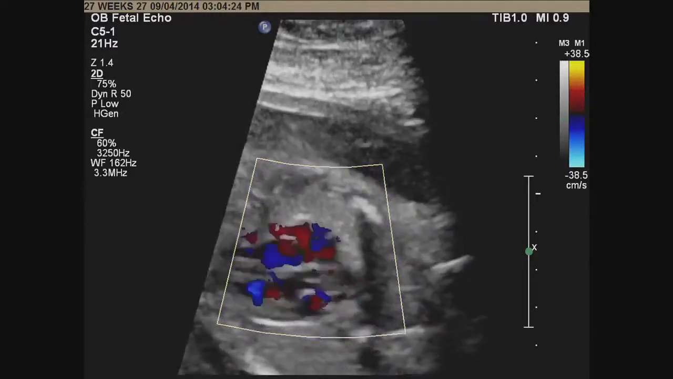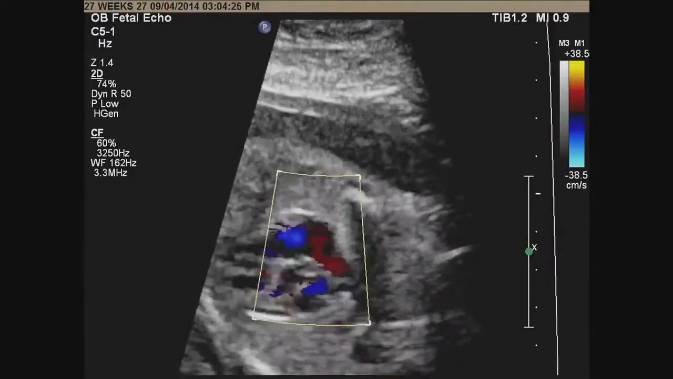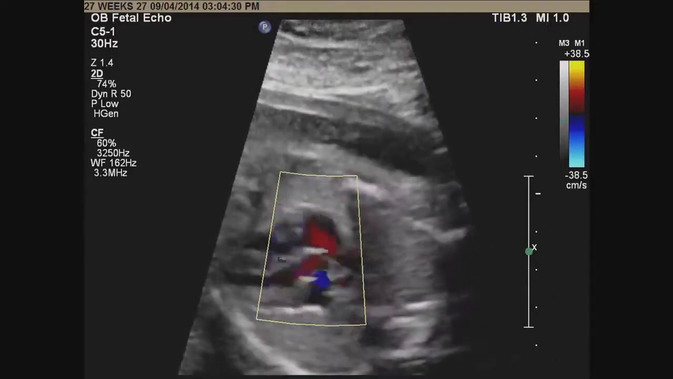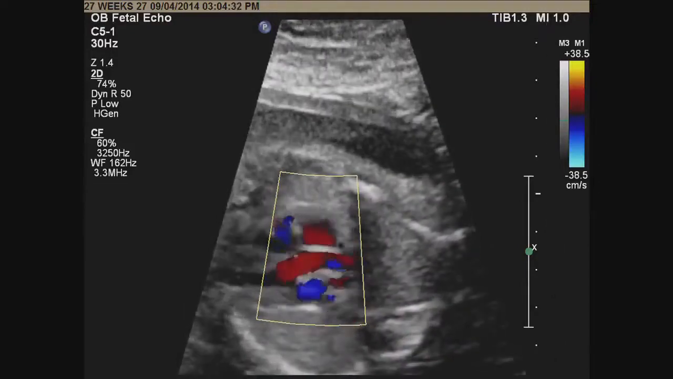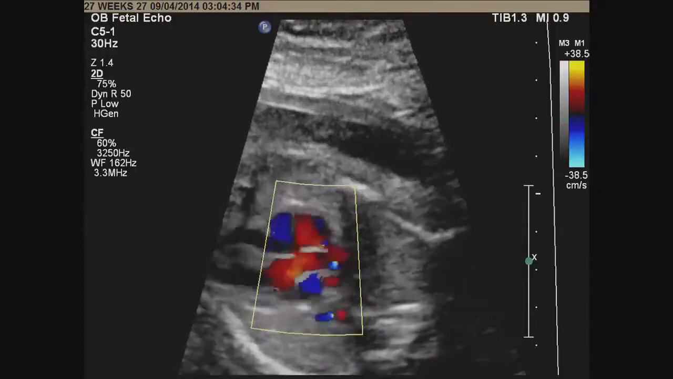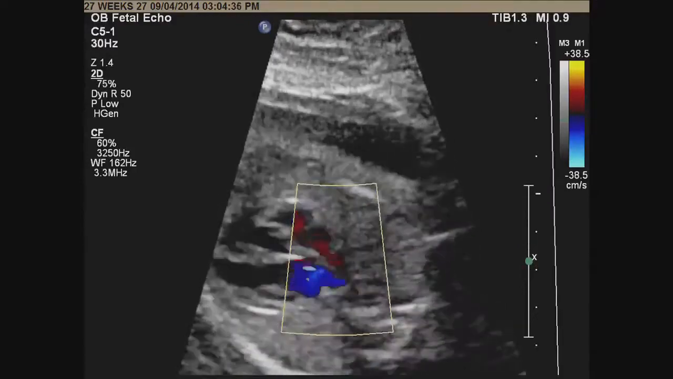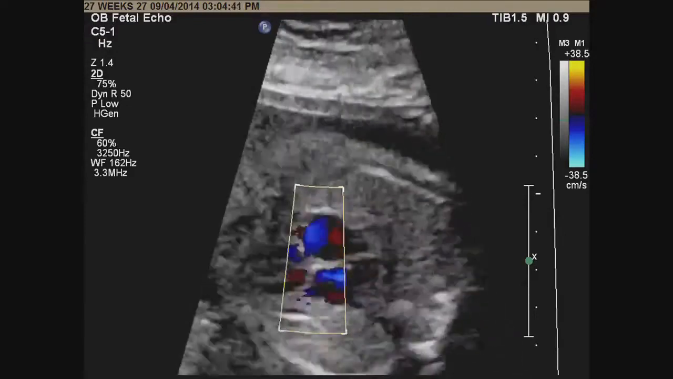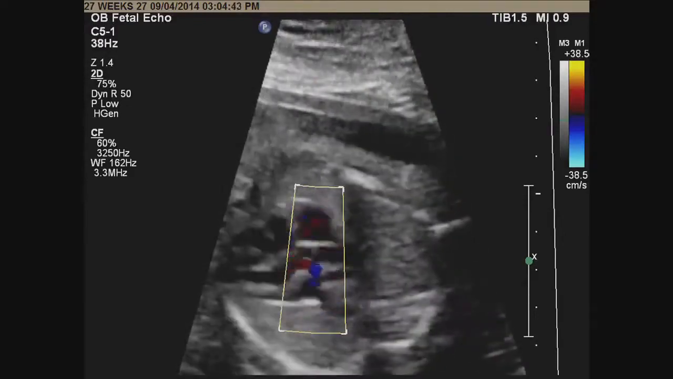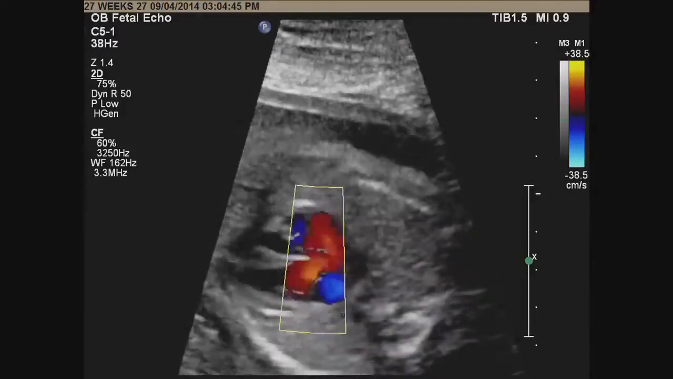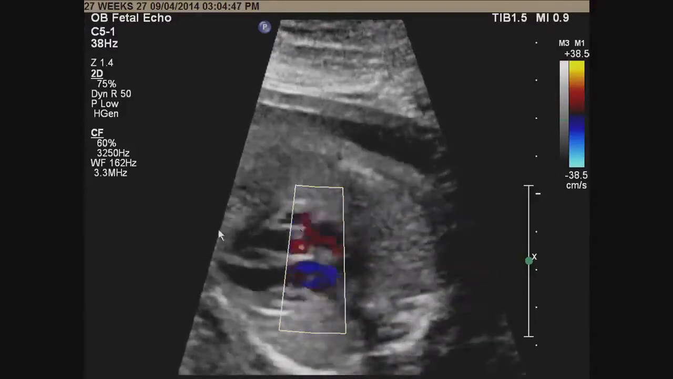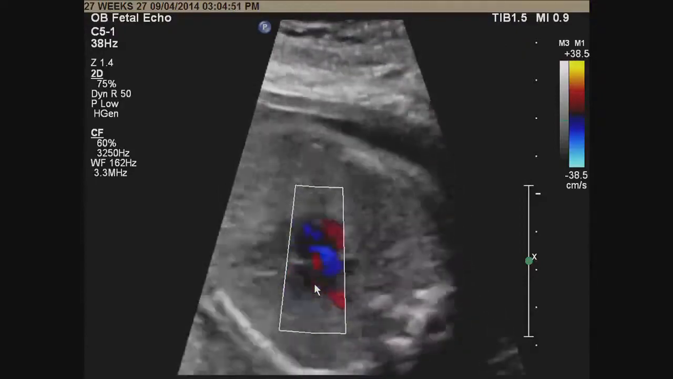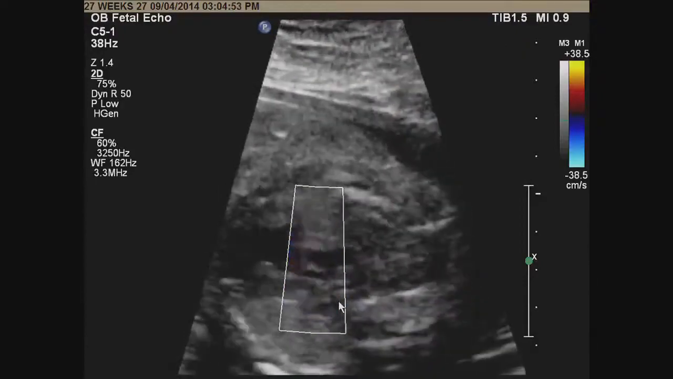So you see I'm working with a 21 hertz frame rate now. As I reduce, always use the smallest color box possible that you need. That would allow you to keep your frame rate higher. Yeah, that's pretty good. So here you see the ascending aorta here, nice laminar flow coming out. So I'm going to angle towards the 3-vessel trachea view.